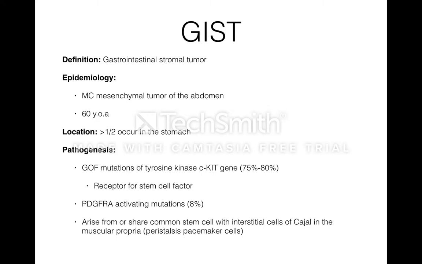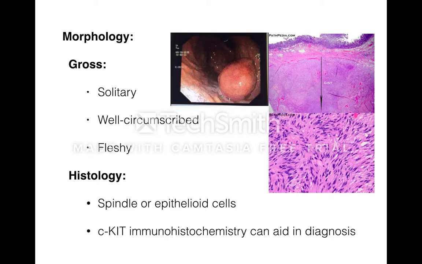These tumors are thought to arise from the interstitial cells of Cajal, which are the cells serving as a pacemaker for gut peristalsis. In terms of morphology, on endoscopy, these will appear as solitary, well-circumscribed, fleshy masses. And on histology, you can appreciate either spindle or epithelioid cells, which will stain positive for c-KIT, which can aid in the diagnosis.